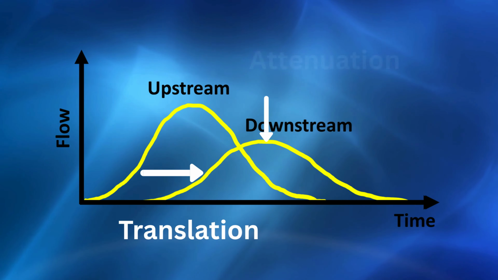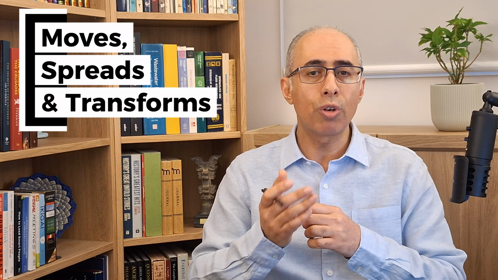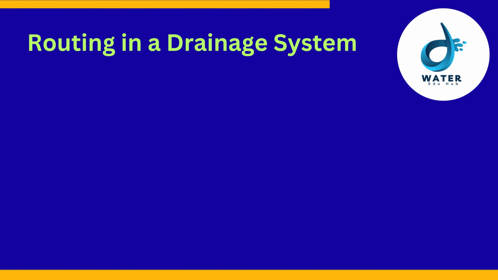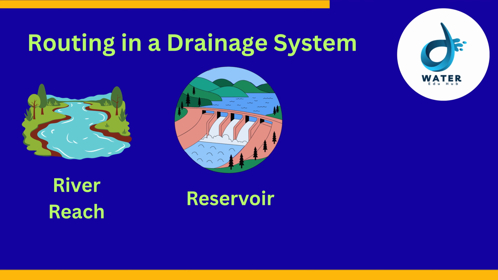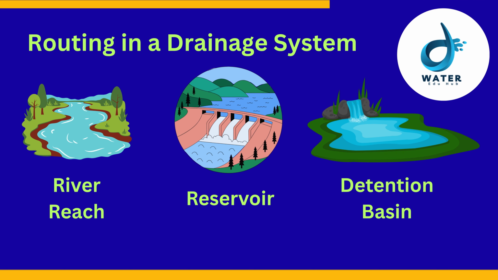Over the next few minutes you will get a clear grasp of flow routing, its purpose, its types, and also the core methods to analyze flood wave behavior. So what is flow routing? It is simply the process of predicting how a flood wave moves, spreads, and transforms as it travels through a system. That system could be a river reach, reservoir, detention basin, or any other part of a drainage network.